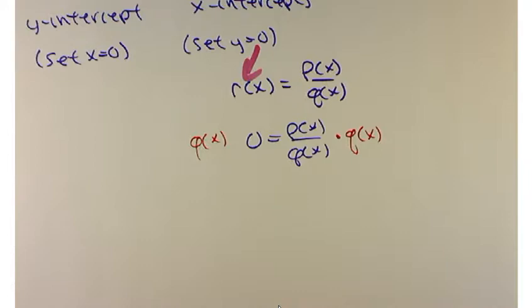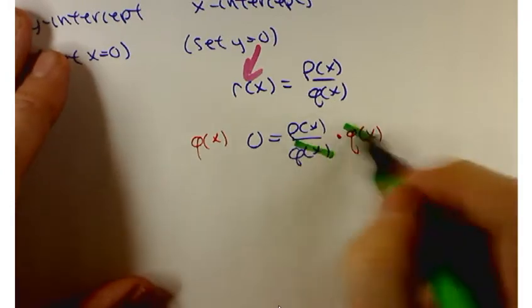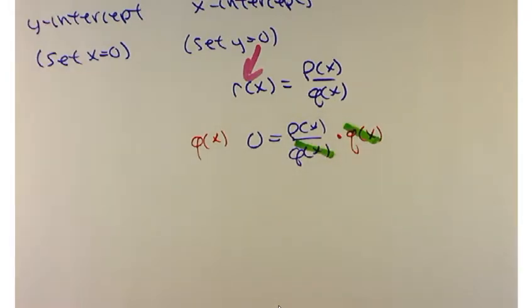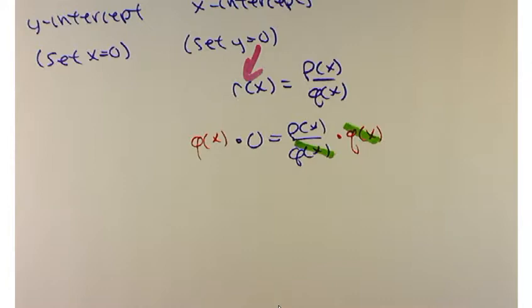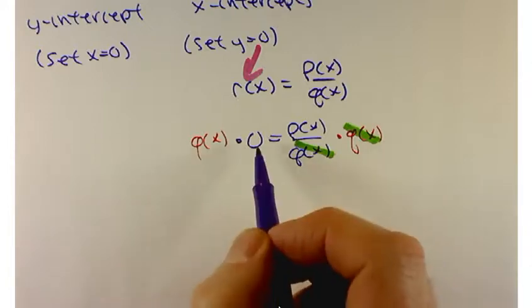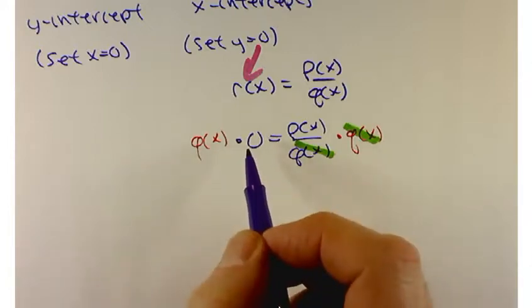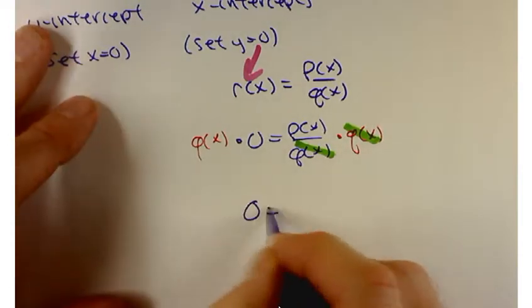Now on the right-hand side, I get the q of x cancels itself out. What about on the left-hand side? What happens on the left-hand side? What's 0 times anything? 0. So I get 0 equals p of x.